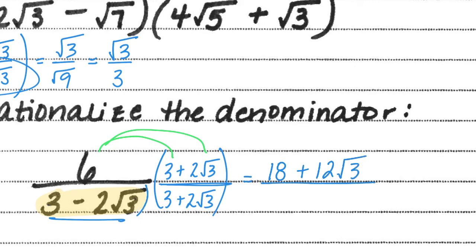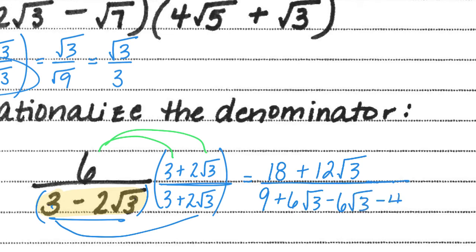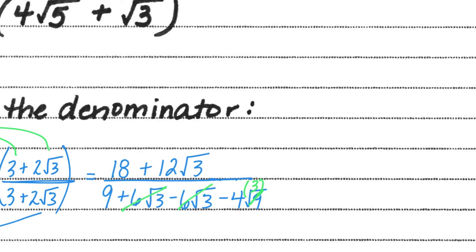On the bottom, let me show my math correctly here. 3 times 3 is 9. Outer terms are 6 root 3. Inner terms are negative 6 root 3. And the last term is negative 4 root 9. Well, let's deal with that bottom while we're here. 6 root 3 and negative 6 root 3 can cancel out. And this root 9 is just 3. So this is really saying 4 times 3, which I know that whole thing is 12. I'll be patient and do that slowly.